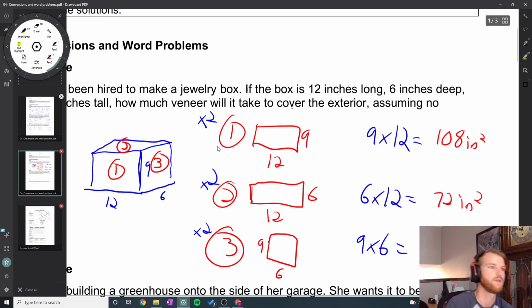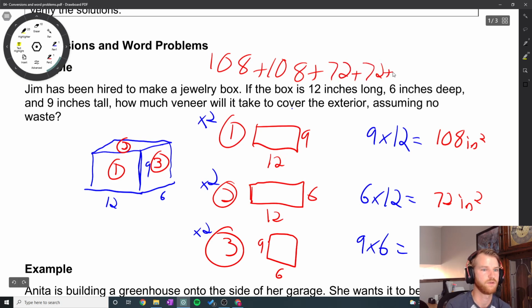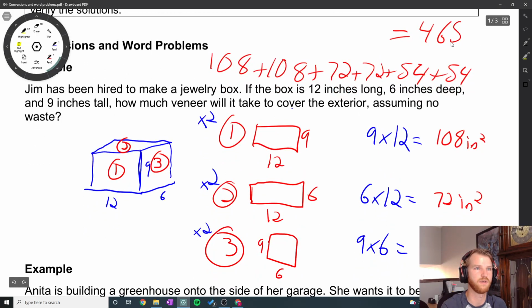The area of one of these sides is 108, one of these is 72, and one of those is 54. So if we add them all up, it's 108 plus 108 plus 72 plus 72 plus 54 plus 54. Our final answer is 468, and our units are inches squared. So this one, we're just finding the surface area of this box.